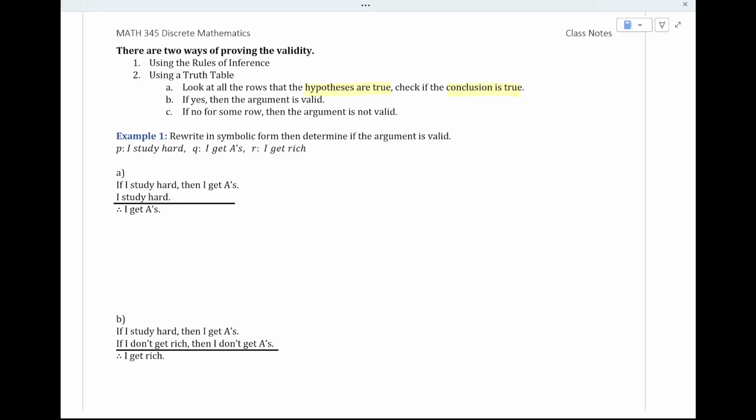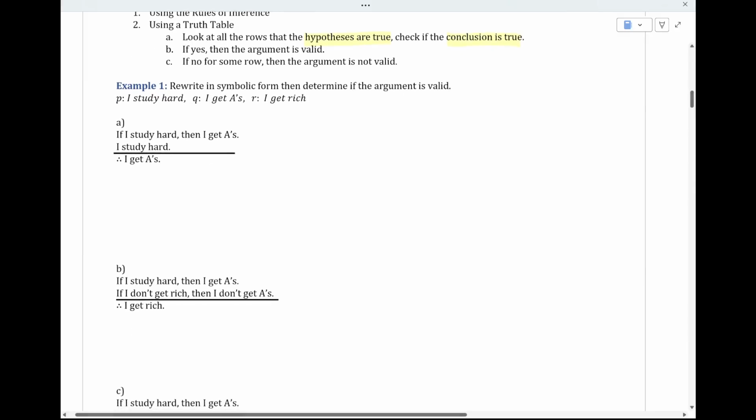Here in example 1a, I want to rewrite these arguments in symbolic form and determine if they're valid. P is I study hard, Q is I get A's, and R is I get rich. In A, we have if I study hard, then I get A's. I study hard, therefore I get A's. So if I study hard, then I get A's, is P implies Q.